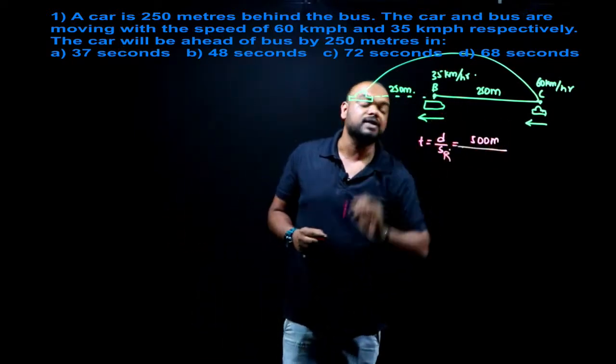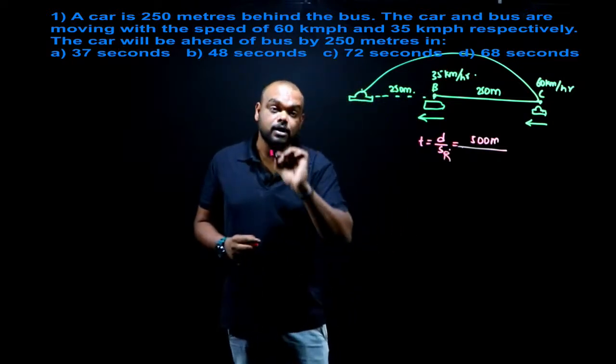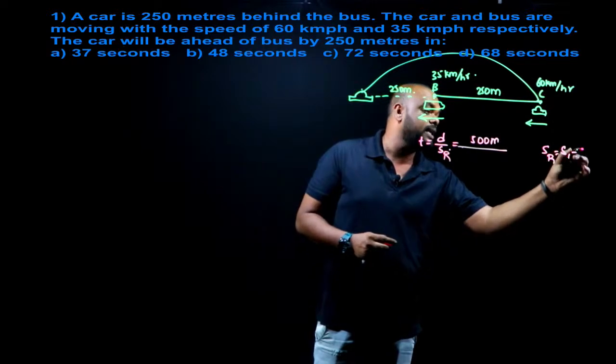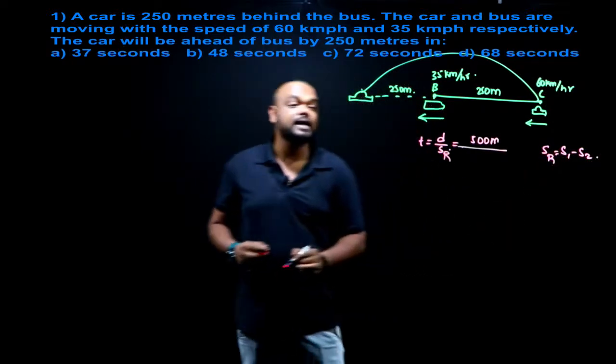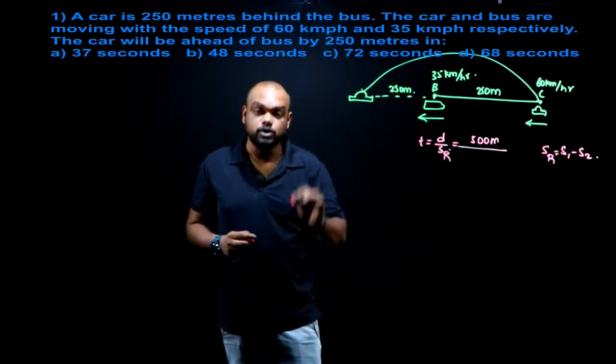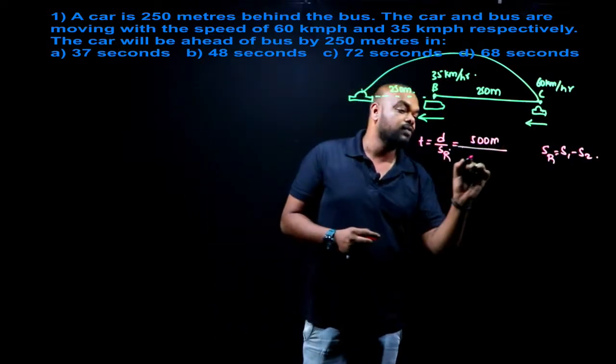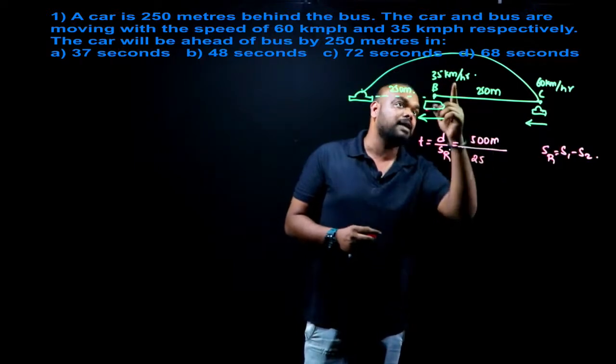Obviously, both are running in the same direction. Same direction. What is the relative speed? When the two objects are running in the same direction, relative speed is S1 minus S2, that is, the difference of their individual speeds. Now what is the difference here? 60 and 35. The difference is 25 kilometer per hour.